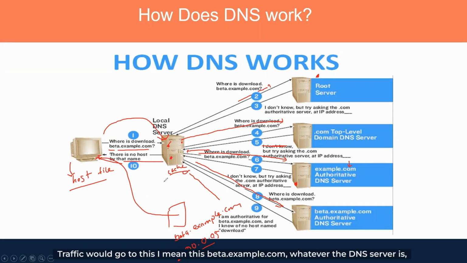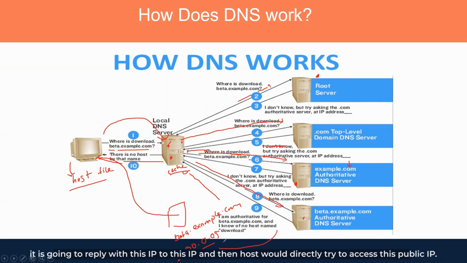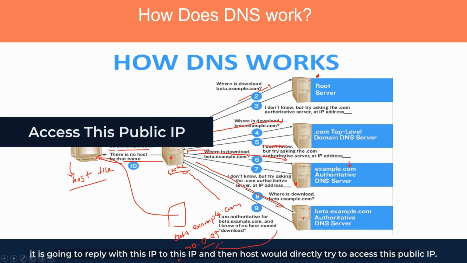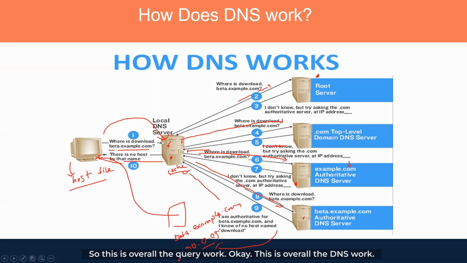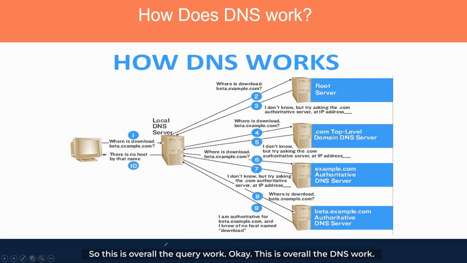So what would happen? Now traffic would go to this beta.example.com, whatever the DNS server is, it is going to reply with this IP, and then the host would directly try to access this public IP. So this is overall how the DNS query works.